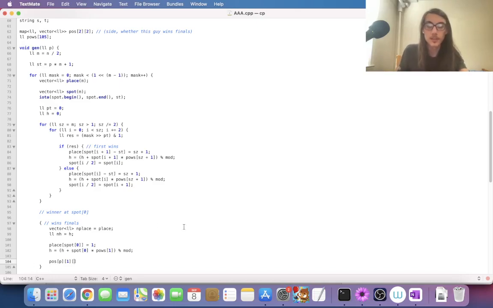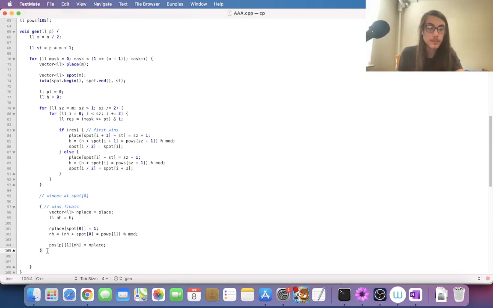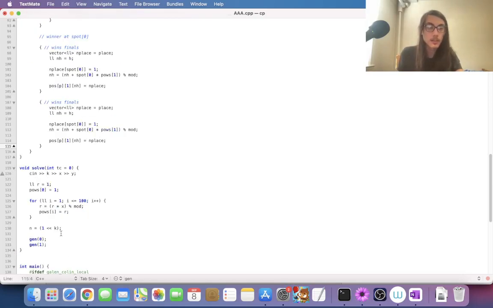And then I'm going to set H, that is the map part, is equal to, I want to get rid of that period. Sorry, this should be NH, not H. We're modifying the new hash. Is equal to N place. And this should be new place as well. So we're going to do the same thing, except now we're going to say they don't win finals. So here, their place is 2, and everything else is the same, except this should be 0.